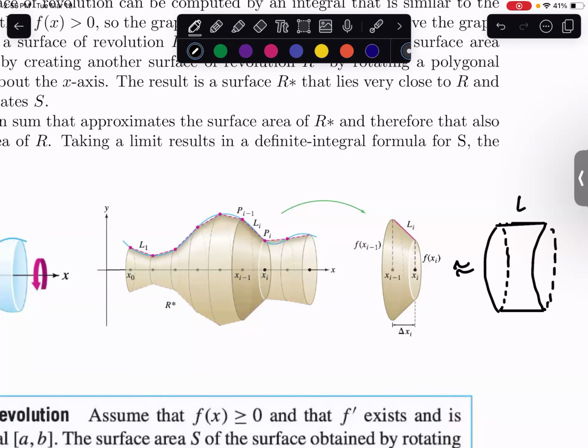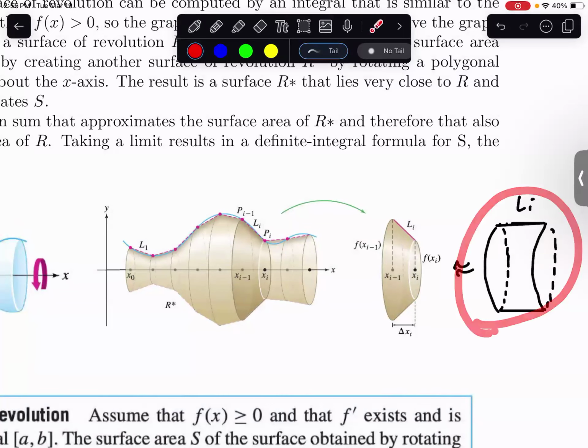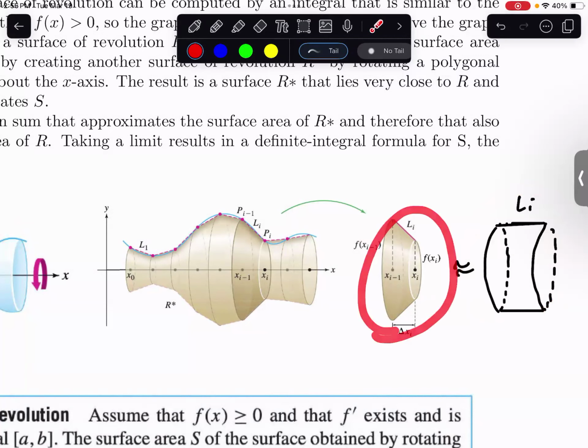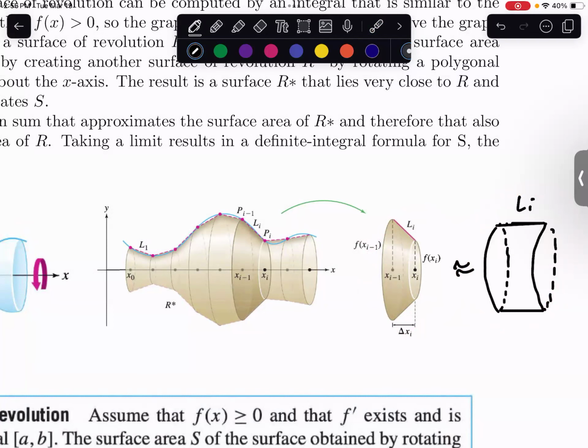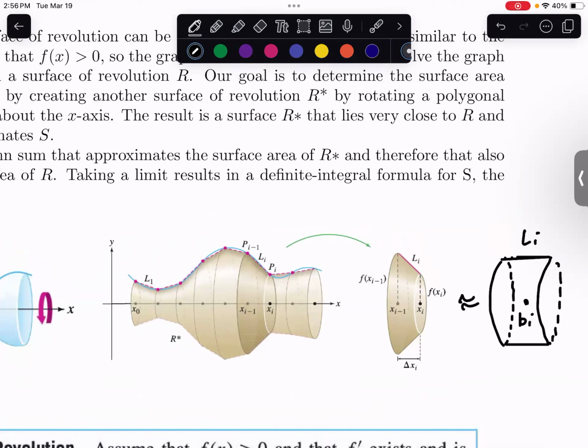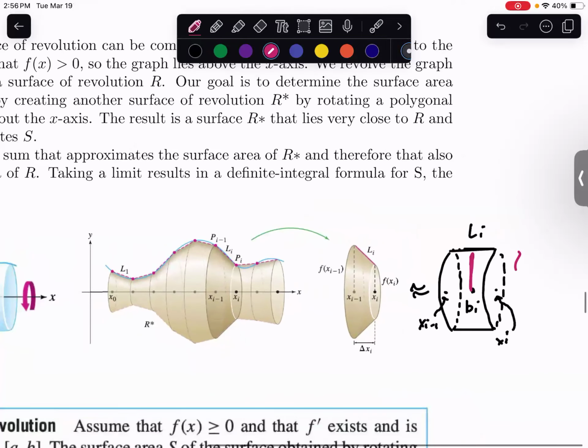If we make the lengths of each of these lines arbitrarily small, the surface area of this will be approximately equal to the surface area of this cylinder. If we let the height of the cylinder be determined by some b_i on this interval, where this is x_{i-1} and this is x_i, the height is determined by some f of b_i.